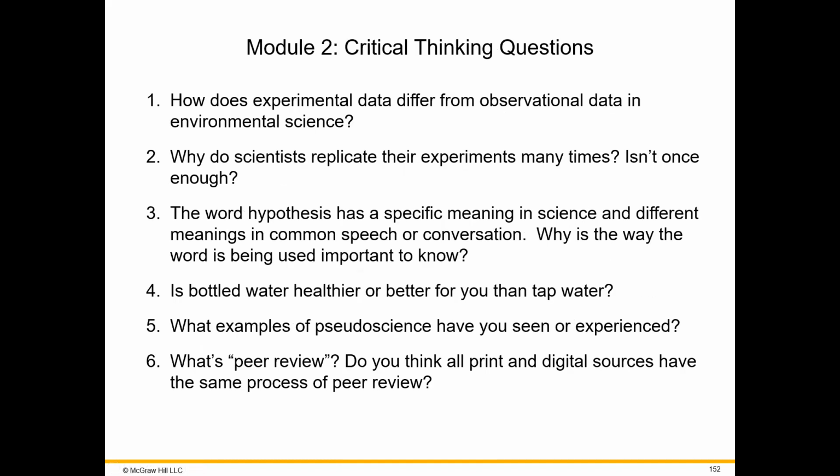These are Module 2's critical thinking questions. They are really cool, really important. So look these over, keep them in mind. I think if you try to answer these, they will help you in the exam.